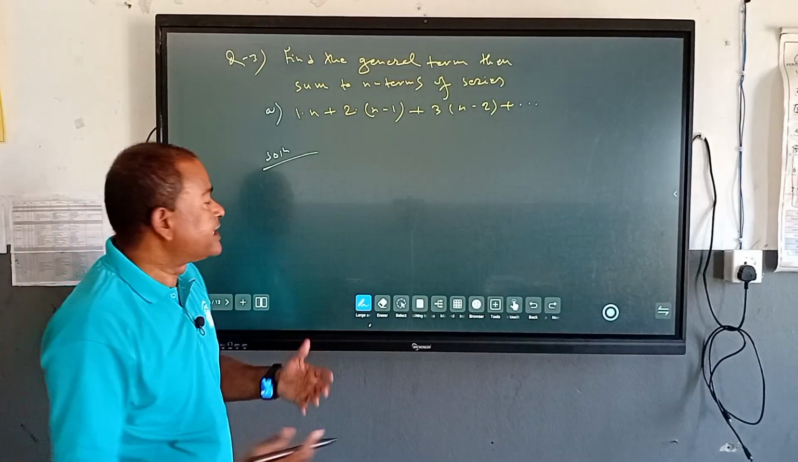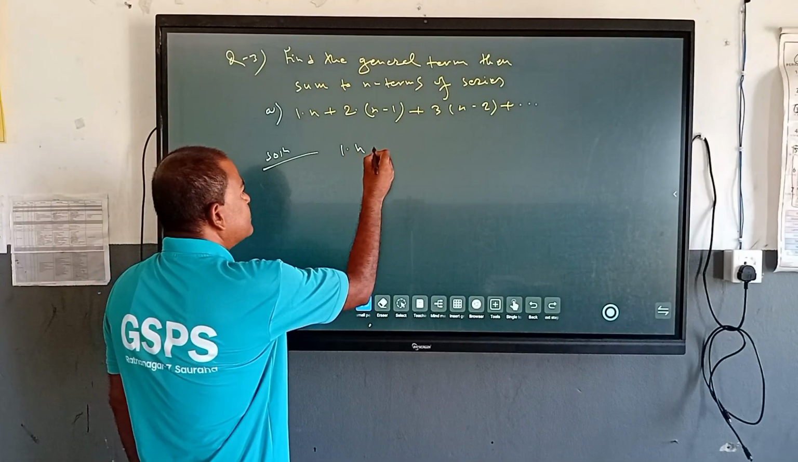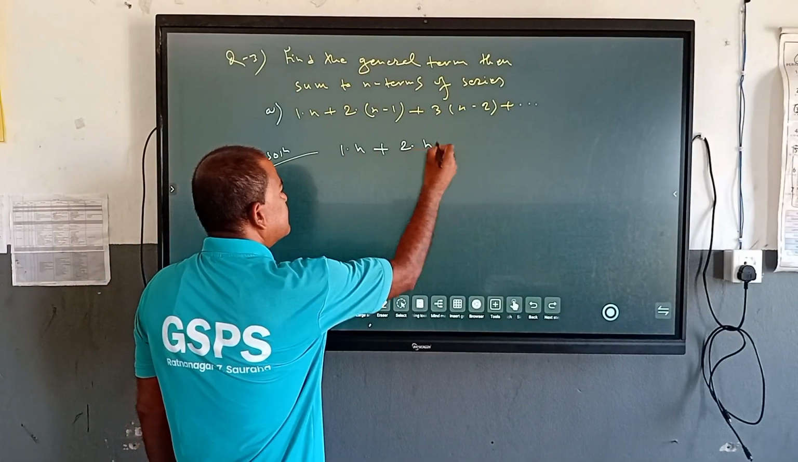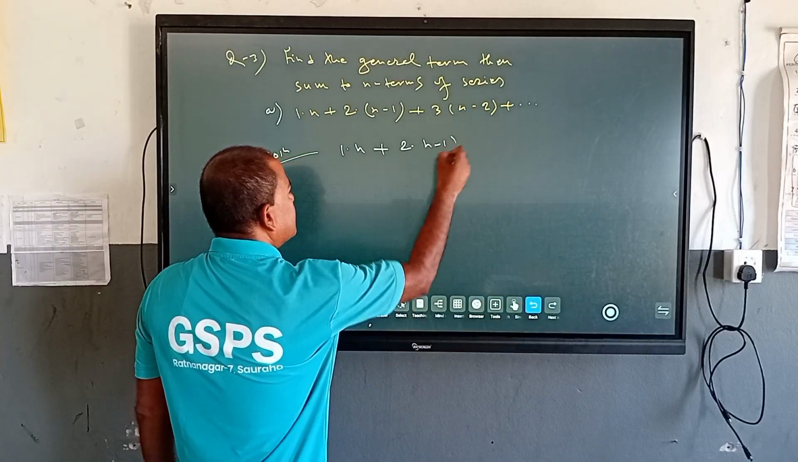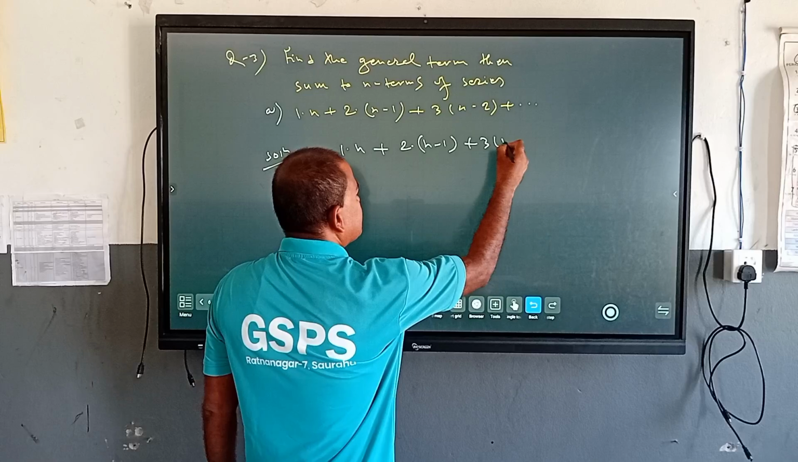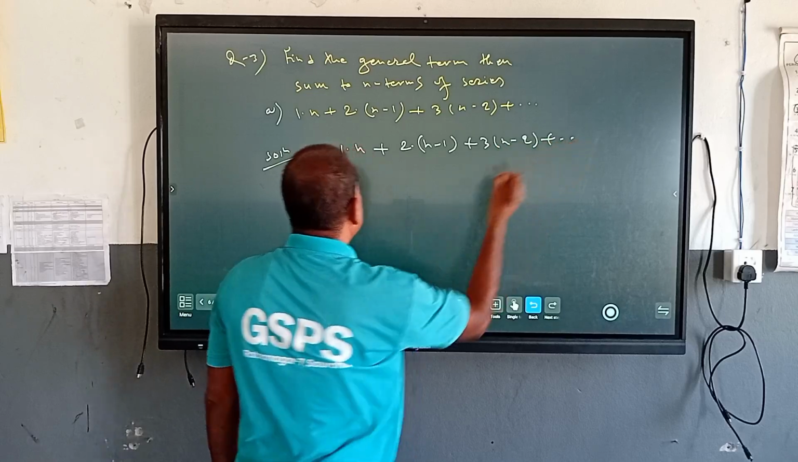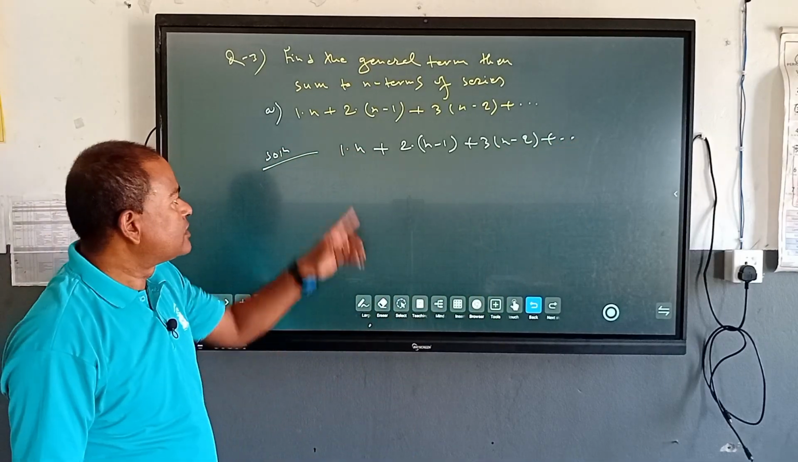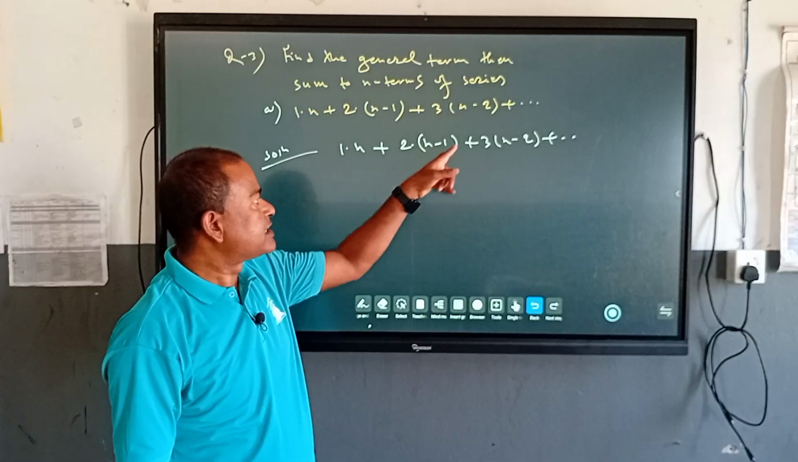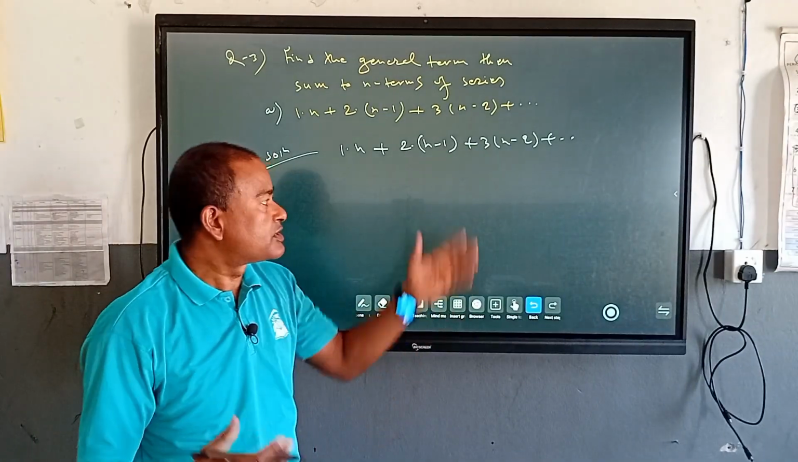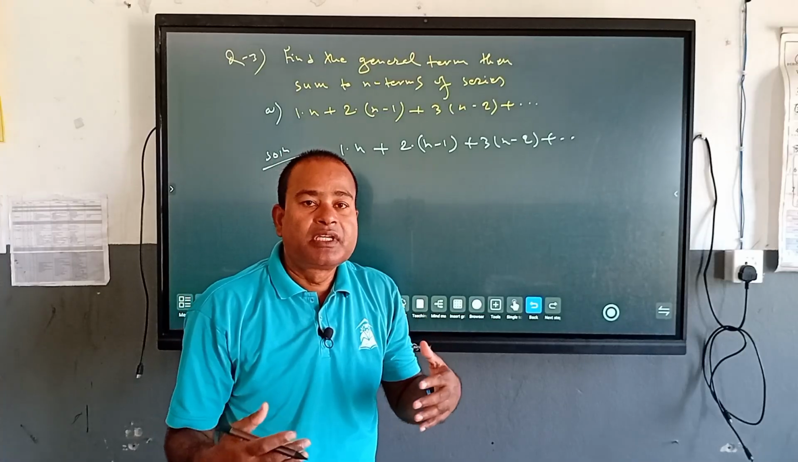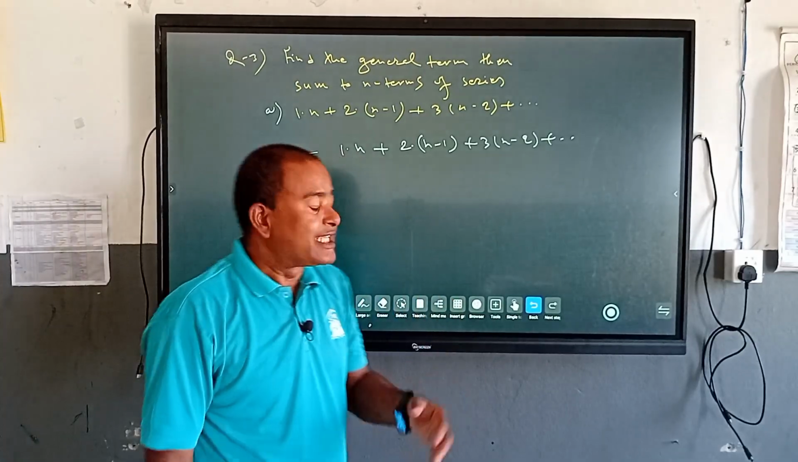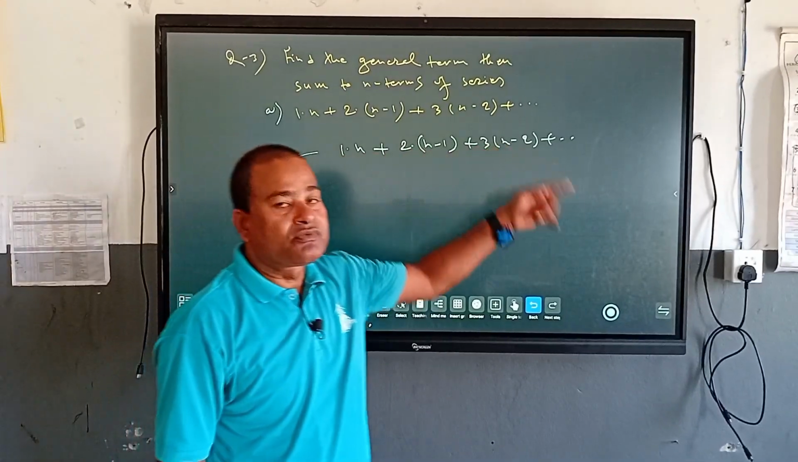Dear students, the given series is 1 times n plus 2 times (n minus 1) plus 3 times (n minus 2) plus dot dot dot. So dear students, at first we have to find out the general term. Each term of the given series is given as the product of two numbers.